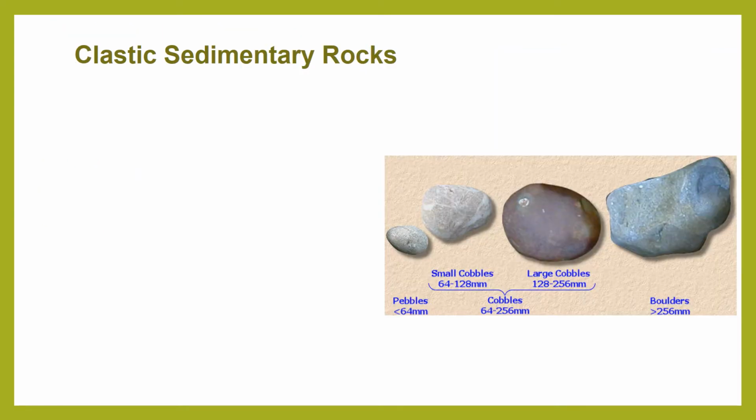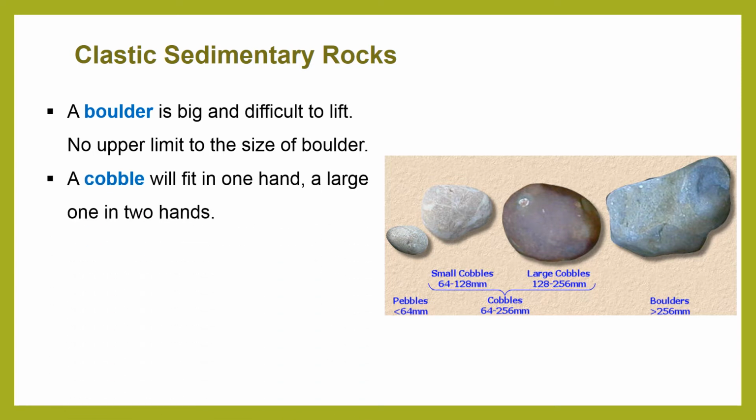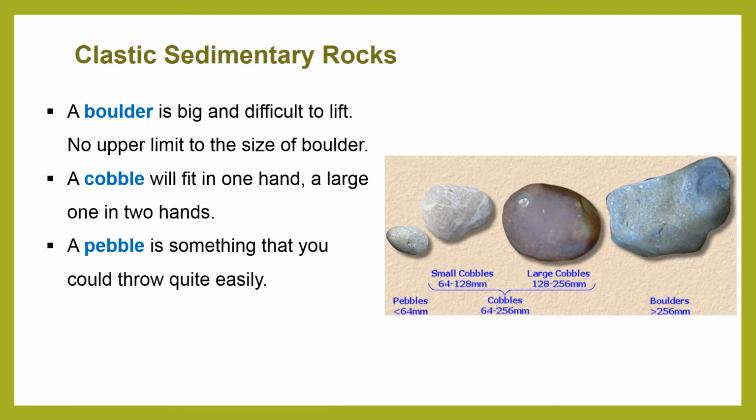As you see from this picture, this is a real photo of boulders, cobbles, and then you go to pebbles, and you see the difference in size. A boulder is big and difficult to lift. I mean, you cannot carry it, and there is no upper limit to the size of a boulder. A cobble will fit in one hand, or the large one you can carry in two hands. A pebble is something that you could throw easily. You could hand it and throw it away.